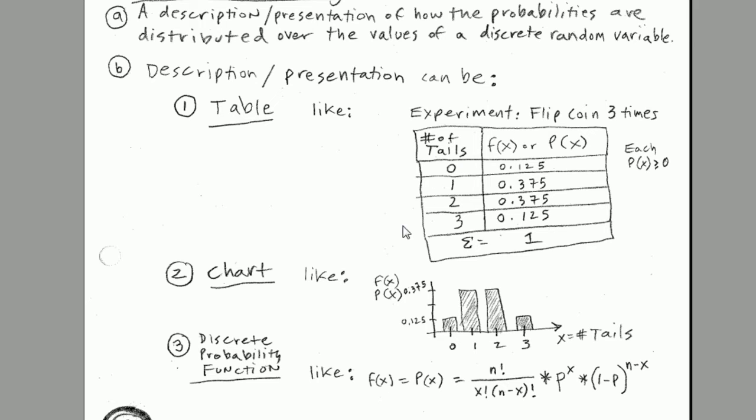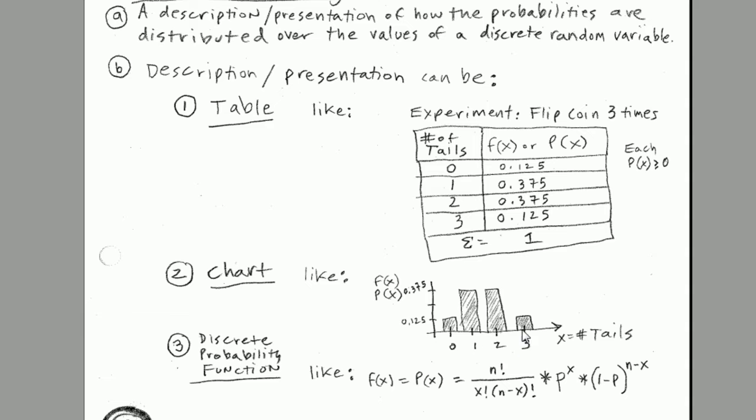Now, from this table, we can do things like, what's the probability of getting 2 tails in 3 flips? 0.375. How about the probability of 2 or more? You just add those two together, so it's 0.5. We can also present or describe all of the probabilities across the values of our discrete random variable with a chart, right?